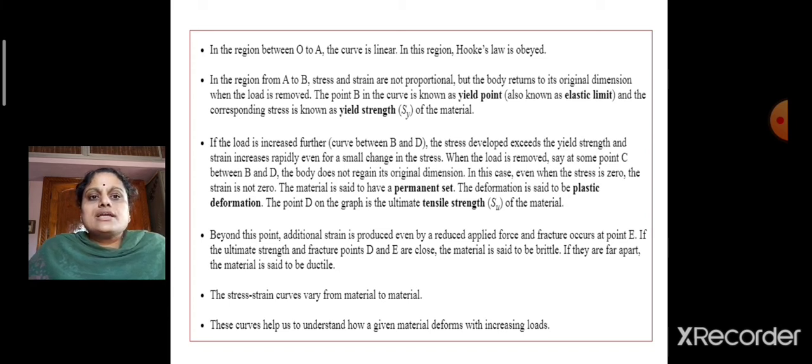The stress-strain curves vary from material to material. This stress-strain curve is drawn for a metal. And these curves help us to understand how a given material deforms with increasing loads.